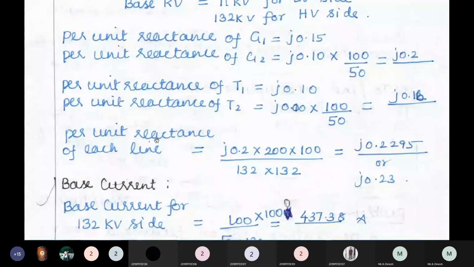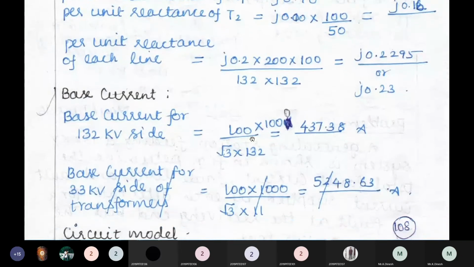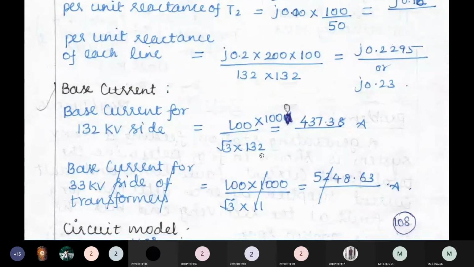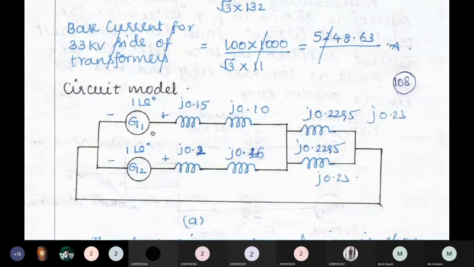Next one is your basic determinations. Base current for the 132 kV side: 100 MVA divided by root 3 times kV base. So 437.38 amps. And this is my circuit model from the one-line diagram. We have two generators, generator equivalent reactance, two transformers, transformer equivalent reactance, and two transmission lines, their equivalent reactances.